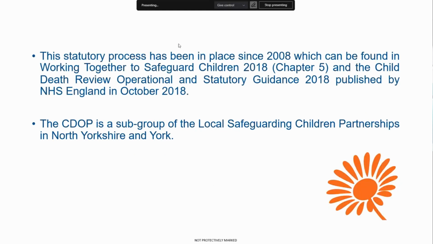The statutory process has been in place for quite some time. As a matter of fact, it was 2018, and this is all outlined in Chapter 5 of Working Together to Safeguard Children 2018, and also the Child Death Review Operational and Statutory Guidance of 2018, which is published by NHS England in October of 2018.